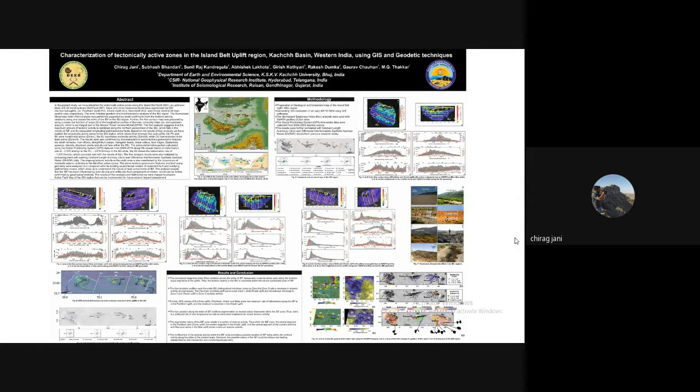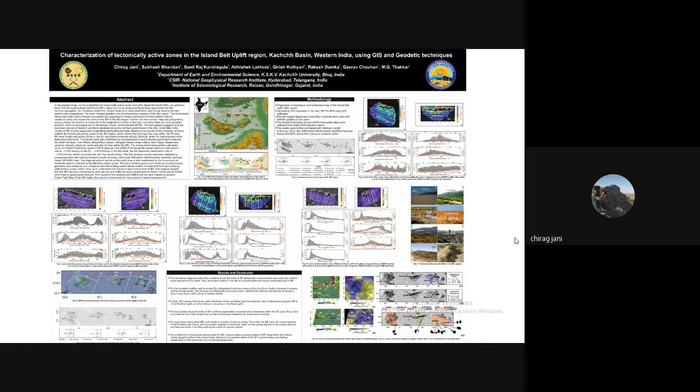Moreover, the whole of the island belt uplift is also dissected by several transverse faults. That's why these islands have been formed discretely. So the origin of the island belt uplift I have explained. Further, what we did is we tried to infer how much neotectonic activity is going on in this region, and decipher some of the tectonically active zones in this region.